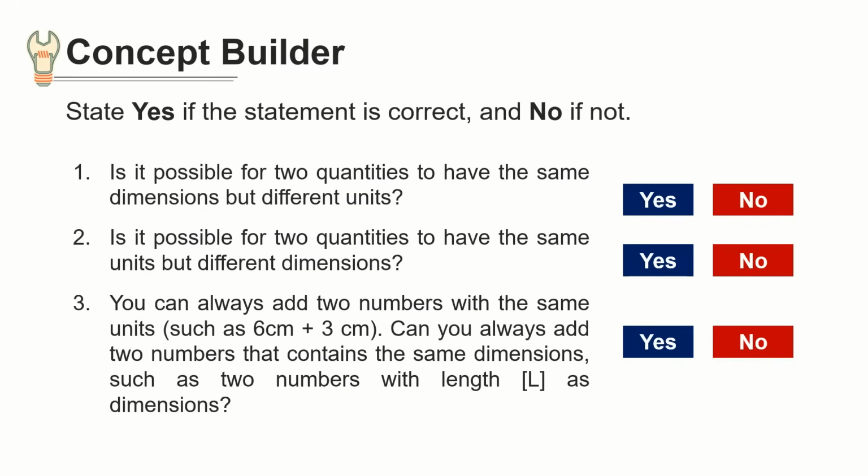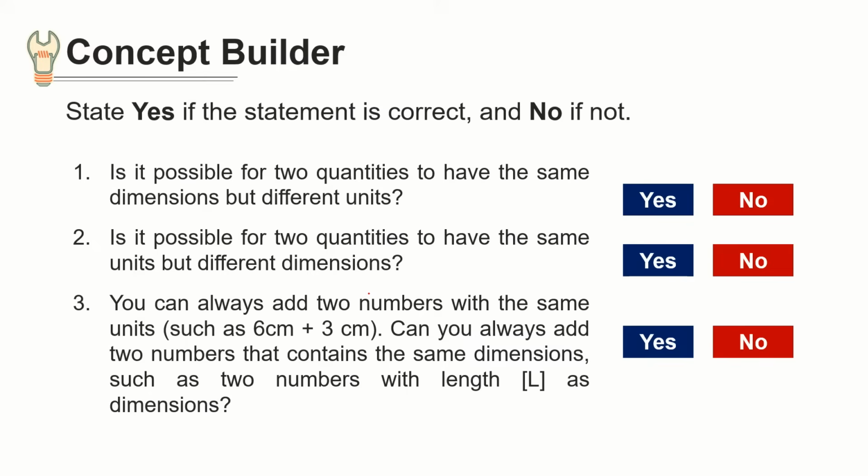So let us have a concept builder. So again, you may pause this video and then just resume watching after you submitted your answers in the given Padlet link. So state yes if the statement is correct and no if not. So number 1, is it possible for two quantities to have the same dimensions but different units? So is it yes or a no? Number 2, is it possible for two quantities to have the same units but different dimensions?